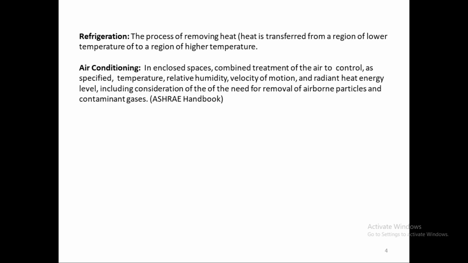So refrigeration by definition is the process of removing heat from a lower temperature region to a higher temperature region. So as you know, the heat always travels from high temperature to low temperature, but in refrigeration the reverse happens, because this is based on the reversed Carnot cycle with air conditioning.